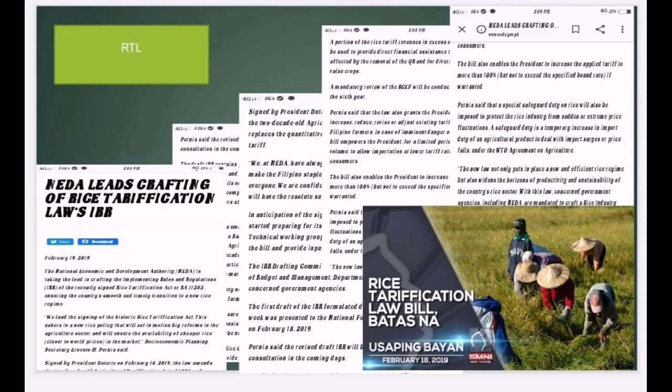Sadly, this is actually one of the misgivings of this particular PowerPoint presentation. I also discovered recently that RTL is just the common public name for the RA that tackles lowering the tariffs on importation and exportation of rice.